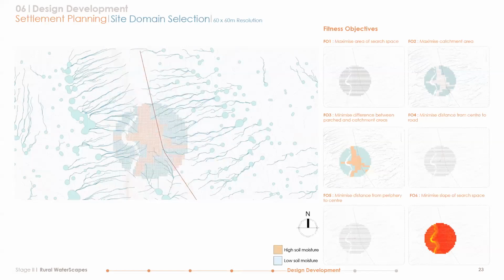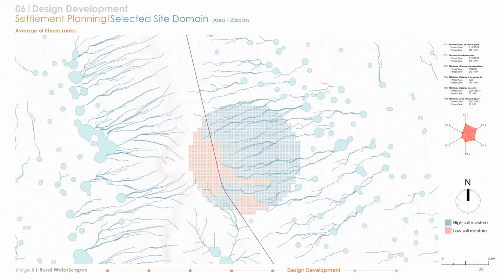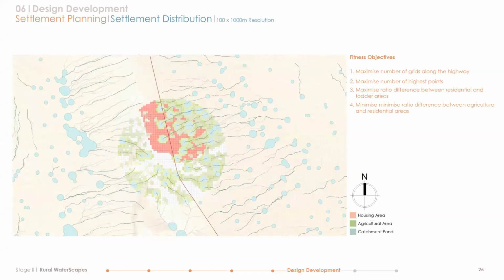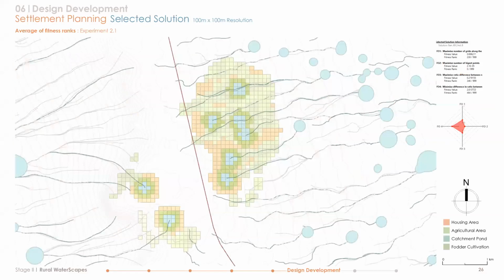So that defined the larger scale settlement location. And this is a selected site based on average fitness ranks. And then it starts to zoom in, really. So once there's a successful candidate for the settlement area, then the next task is to allocate the relationship between the housing area, the agricultural areas, and the catchment areas. Those are the three main functional areas that they wanted to explore, using, again, multi-objective optimization algorithms.